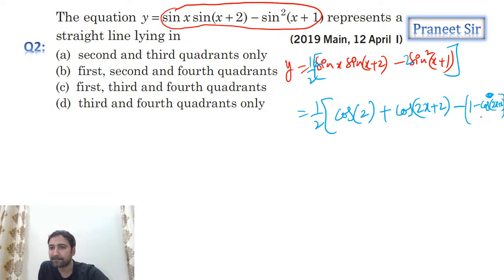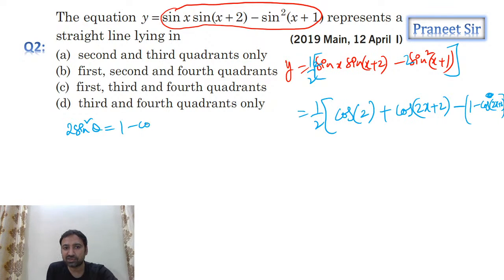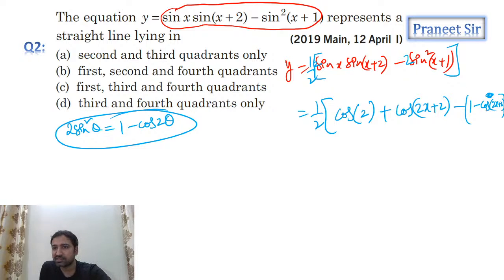Why? Because we have this formula, guys: 2 sin square theta is equals to 1 minus cos 2 theta. If you substitute this formula here, this is like 1 minus cos 2 theta. In place of theta, we have x plus 1. So from this, this is cos sum minus cos difference, right? One second, guys. Let me correct it. Yeah, cos difference minus cos sum. This is what we're getting.